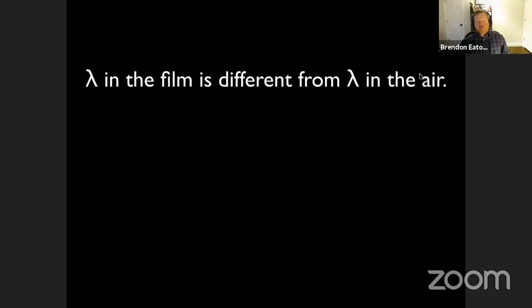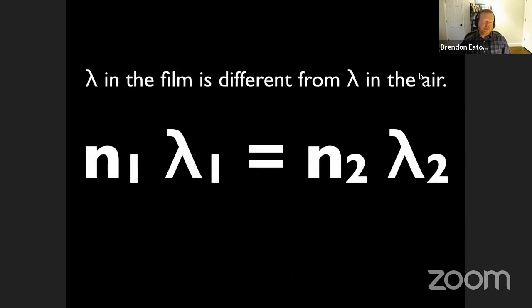All right, this brings us to talking about the wavelength in the film being different from the wavelength in the air. So notice the equation that we have here. We have n1 lambda 1, that's the index of refraction of the first substance times the wavelength of the light through that first substance, has to equal the index of refraction for the second substance times the wavelength in the second substance. Leaping lizards, Mr. Eden. We talked about that in our lesson about light changing speeds. It came right back.